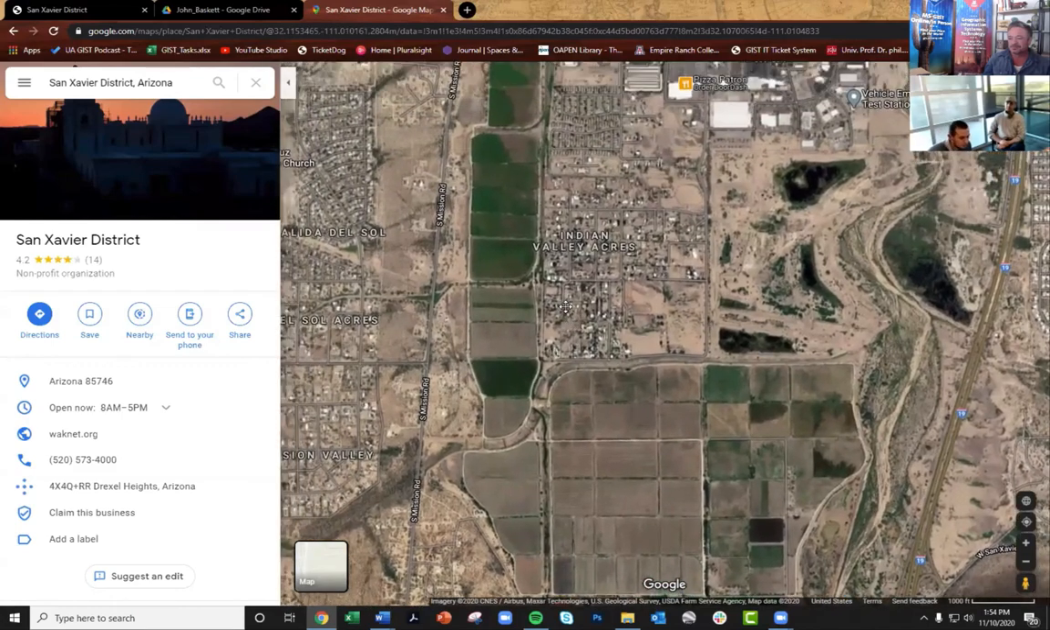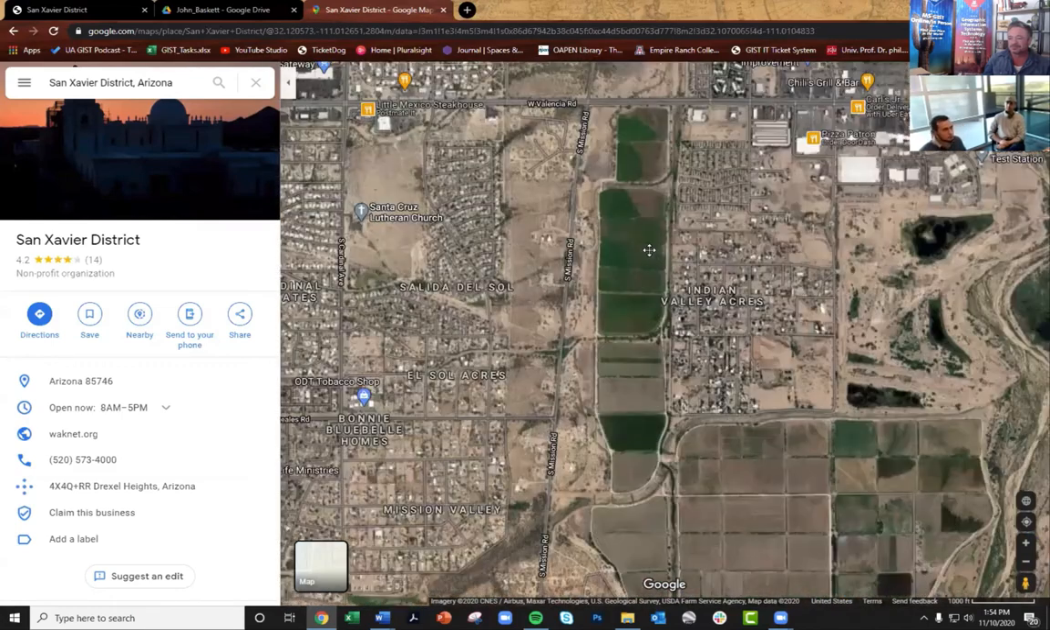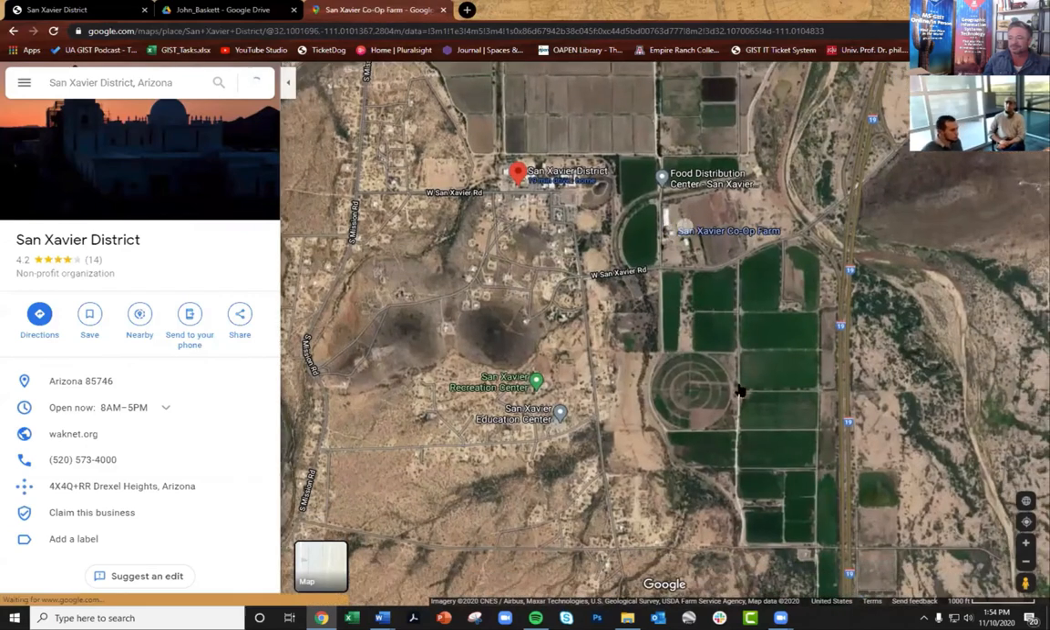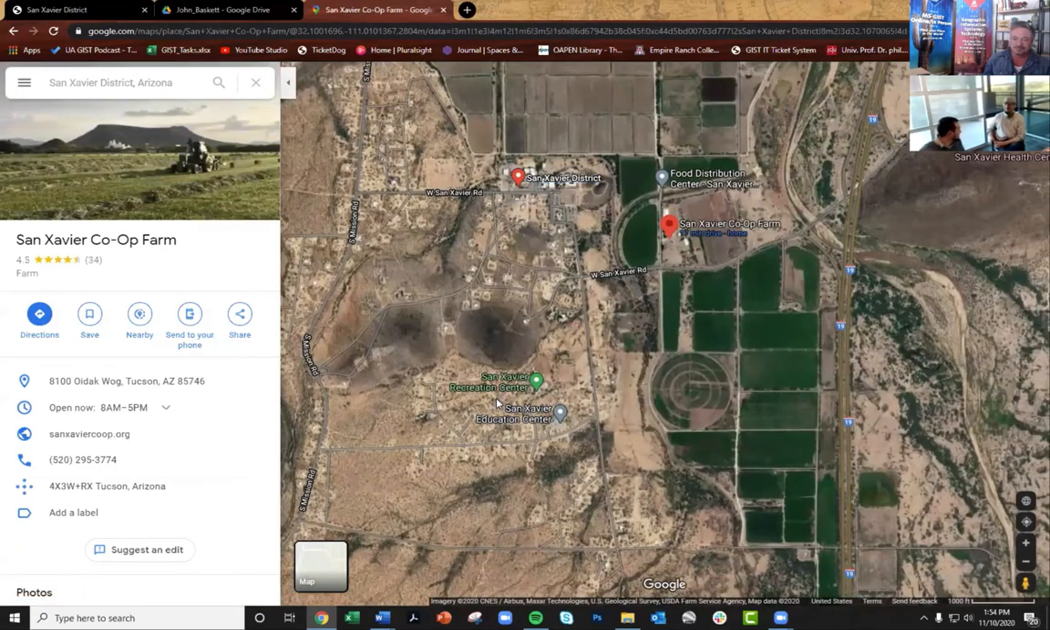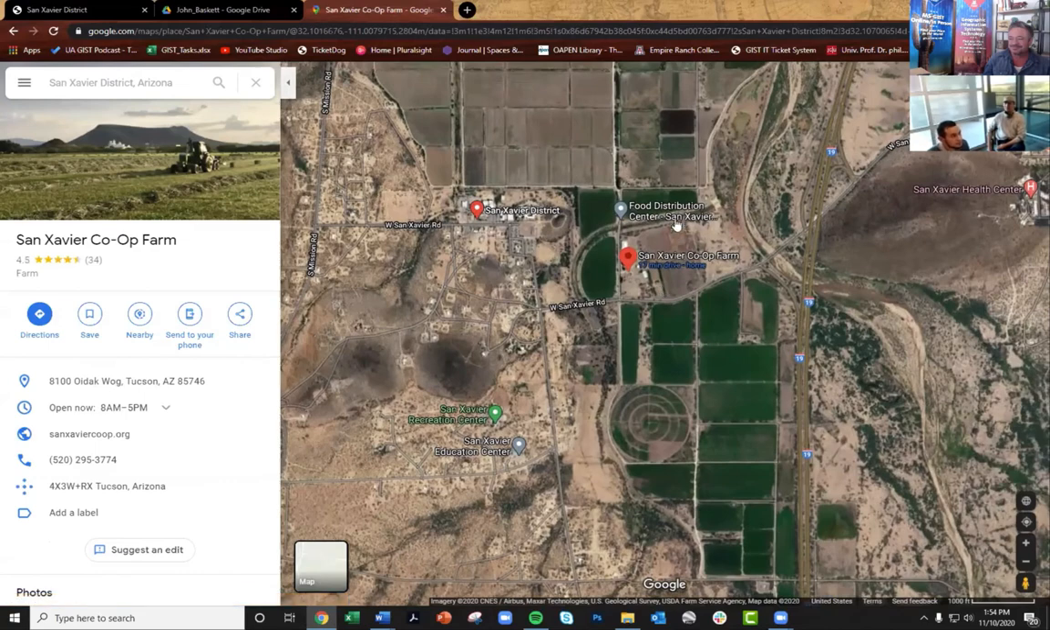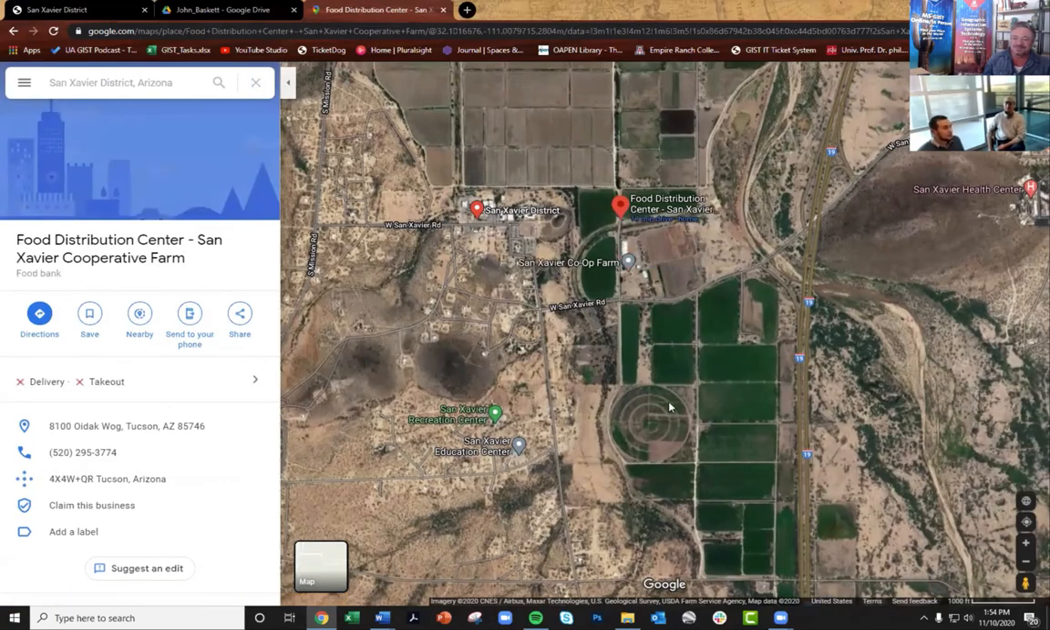And I guess my plug for them is, if you haven't visited the San Xavier Co-op Farm store, please do. They have very many locally grown veggies and lots of cool things they're selling there. They have really good food. Definitely worth stopping by and checking out. Back to the question of suburbanization.